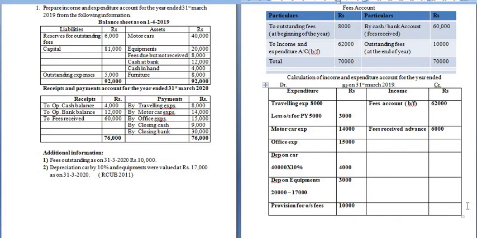Is it clear? So next we are going to balance the account. The total will be 60 plus 6, 72,000. In the same scenario, the total on the debit side will be 72,000. From that 72,000, we have to minus 3,000, minus 14,000, minus 15,000, minus 4,000, minus 3,000, and minus 10,000. We will get 19,000. What is this? This is surplus.